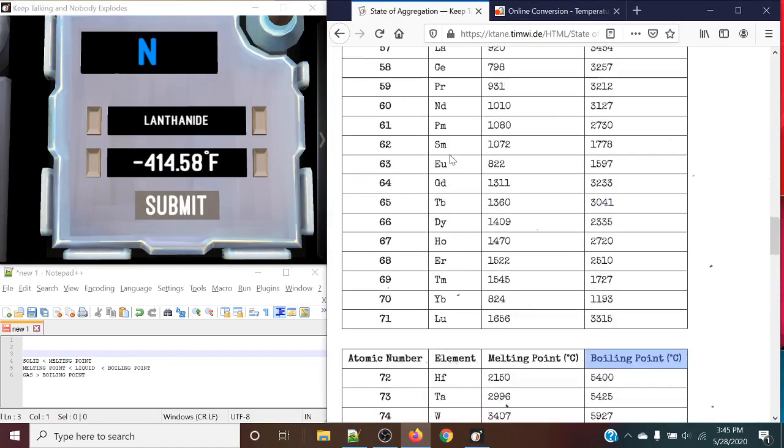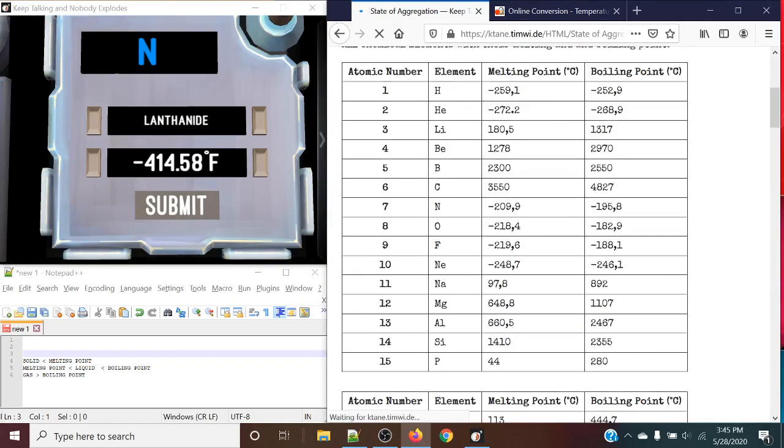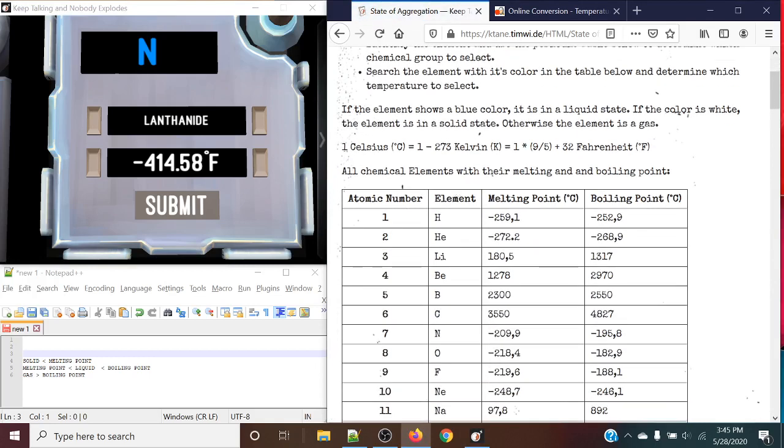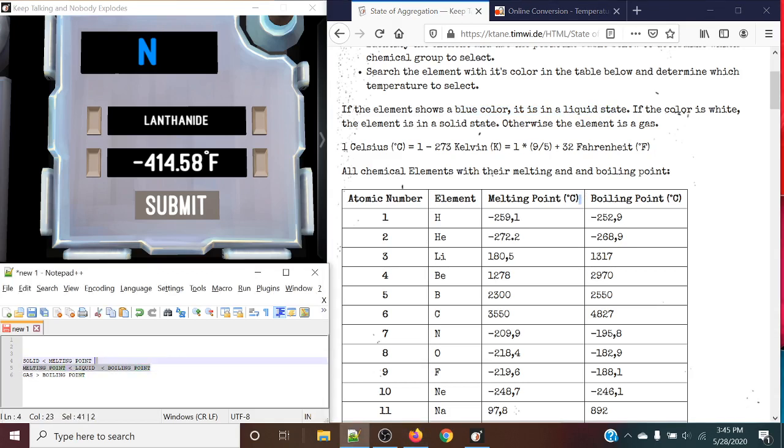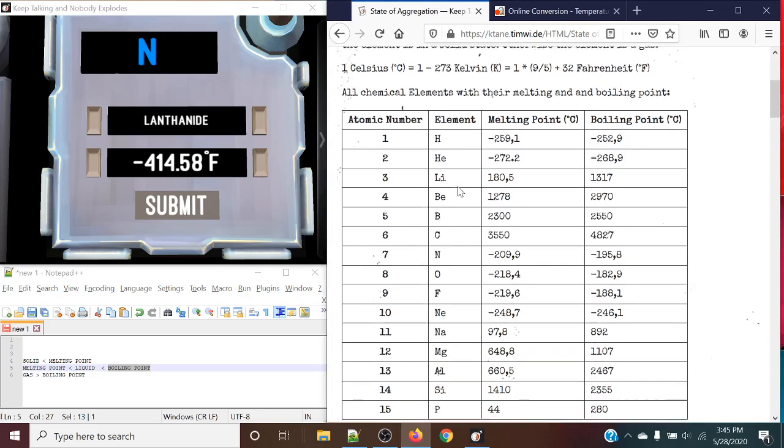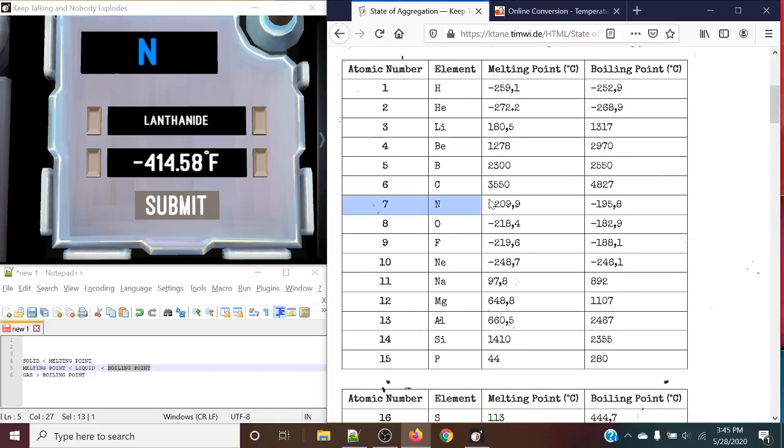Ooh, now this might be interesting. This time, we are going to be looking at the liquid state, since it is in blue color. And remember what we said for liquid state: it has to be in between the melting point and the boiling point. So, this actually makes it a little bit interesting. But first off, let's find our element, N. That is actually nitrogen, if I'm correct.